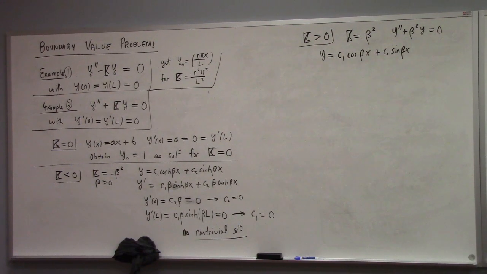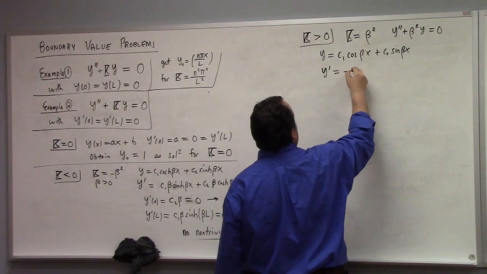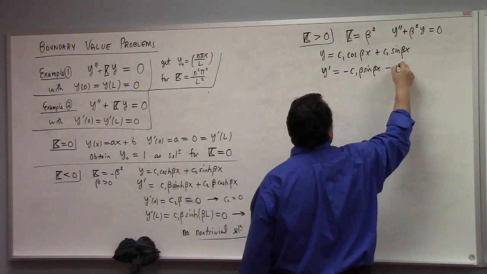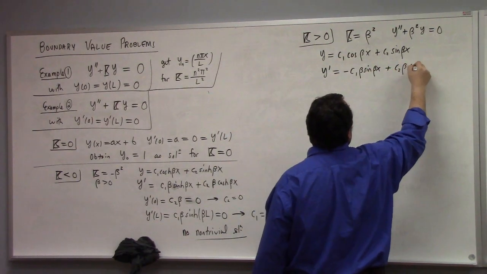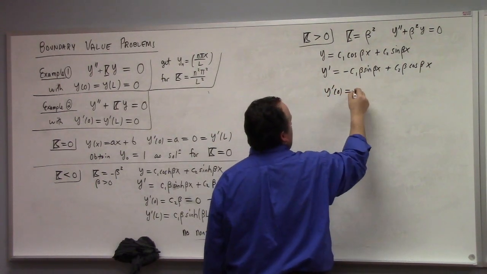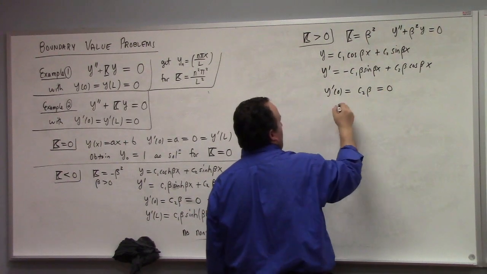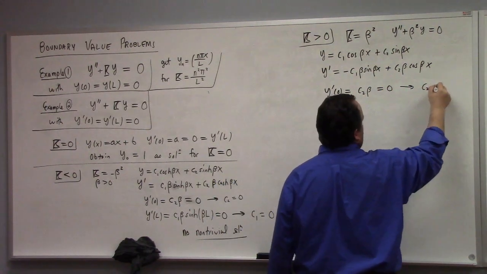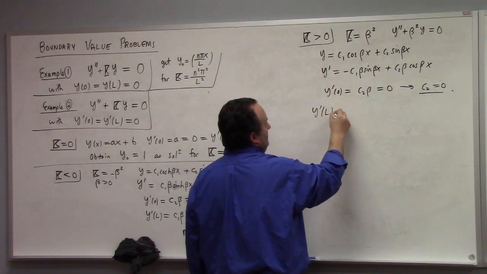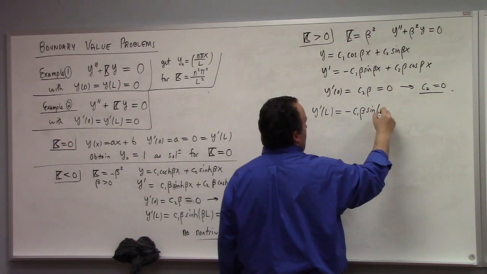Now we apply the boundary conditions. First of all, differentiate, right? So you get y prime is minus c1 beta sin beta x plus c2 beta cos beta x. So y prime of 0 is c2 beta equal to 0. And so that says c2 is equal to 0. Y prime of L is minus c1 beta sin of beta L.